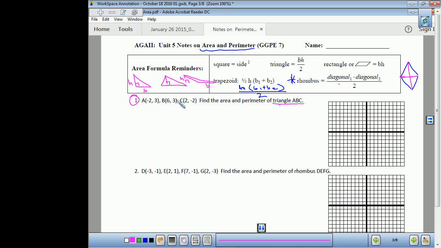Okay? So, on this one, please plot those 3 points. That is not a pretty sight. Triangle.